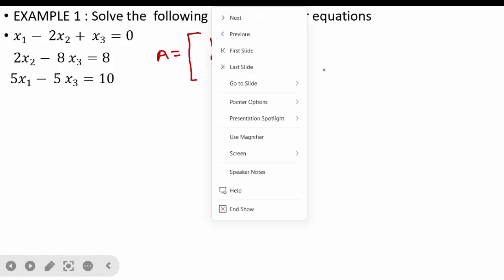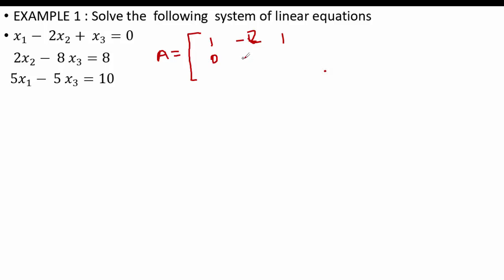Coefficient of x1 is 0, coefficient of x2 is 2, coefficient of x3 is minus 8. In the third equation, coefficient of x1 is 5, coefficient of x2 is 0, coefficient of x3 is minus 5. This is the coefficient matrix.